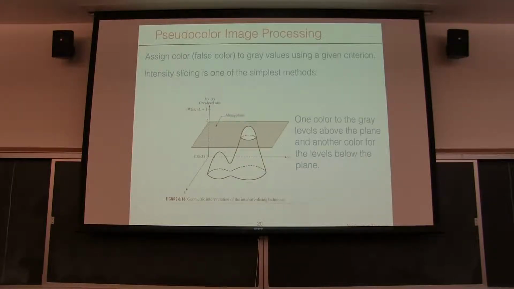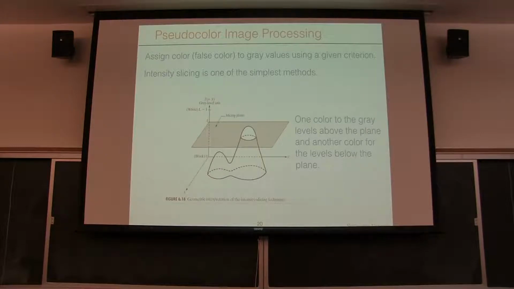So I'm plotting those values as a function of the location. Make sense? What that plot means? Okay, so now what I'm going to do is take planes that are parallel to the row-column plane and cut this surface that's made out of the pixel values.